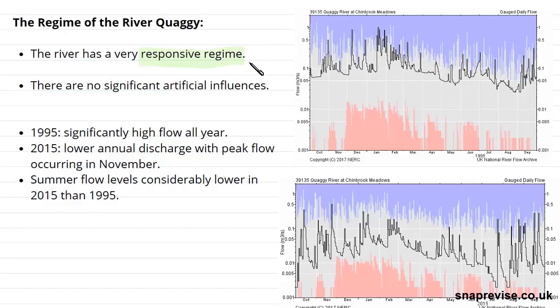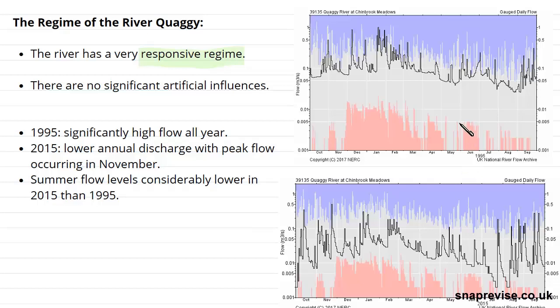When the rainfall patterns change and we get more rainfall, the river discharge will change rapidly and pretty much in an immediate response to this. If we have less rainfall, the river quickly responds and the river levels become lower. One thing to point out is that there are no significant artificial influences on the river either. There are no big dams or anything because it's such a small river too, so we pretty much get a very natural flow.